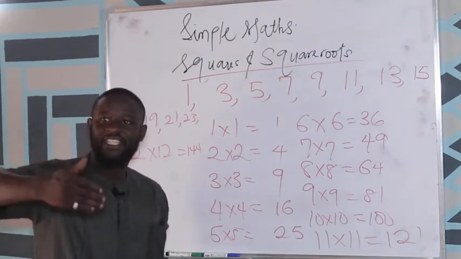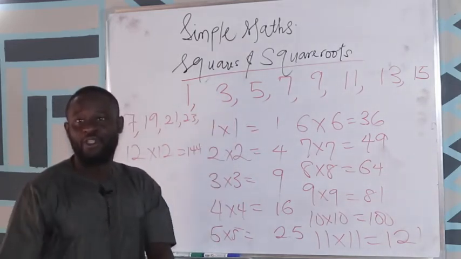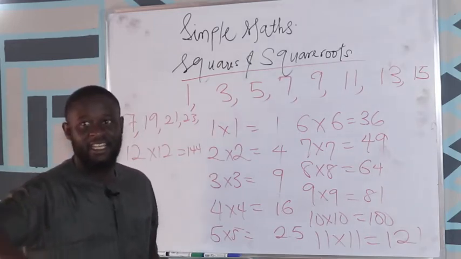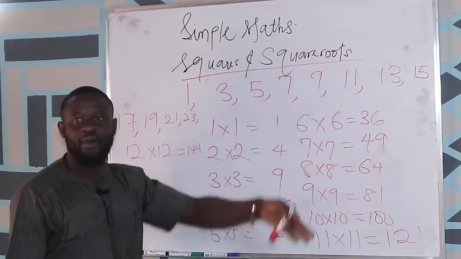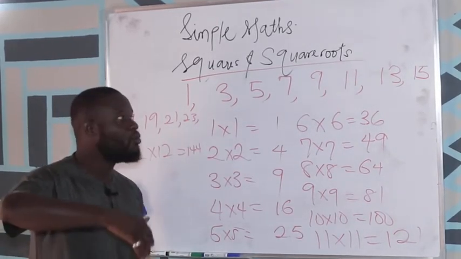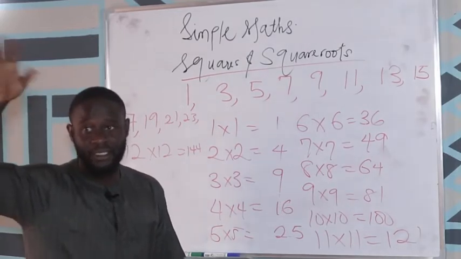So you see, for each and every number, you are only adding the odd numbers to get the next square of a particular number. So you add just odd numbers. You can do this and know what even 50 times 50 is, which is 2,500, or 60 times 60, or what have you.